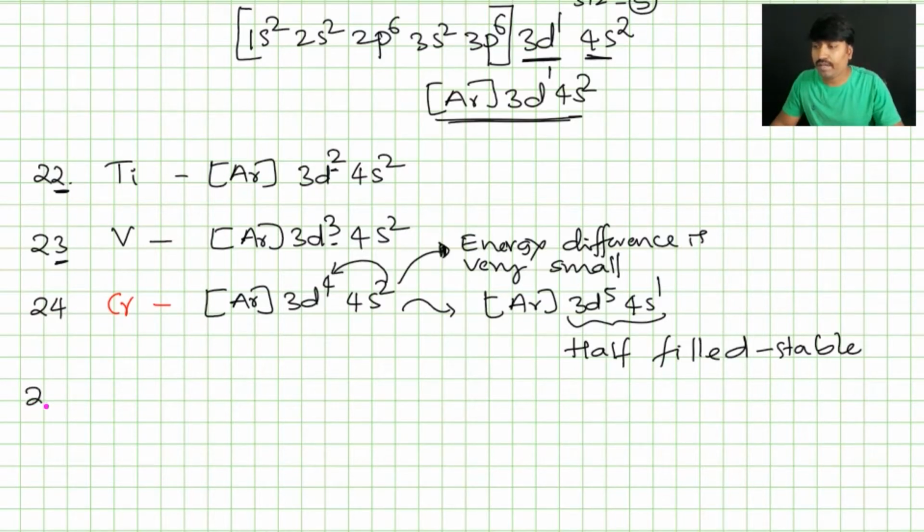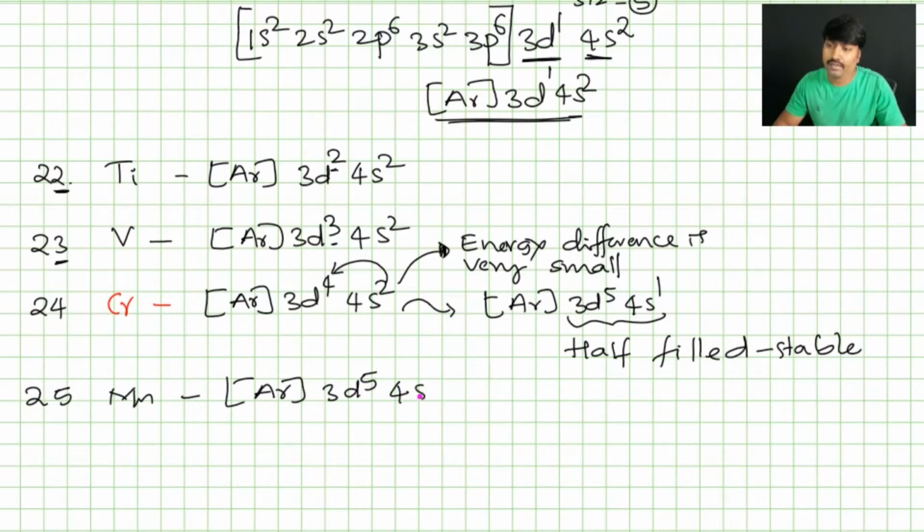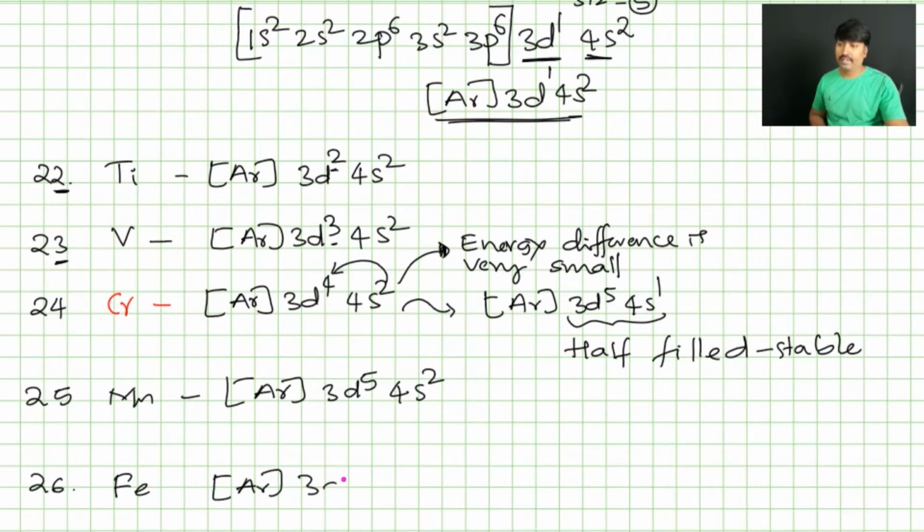Next, go for the 25, it is Mn. So Mn, we can write here argon 3d5 4s2 we're going to write. Okay, now 26 is iron, Fe, that is argon 3d6 4s2 we're going to write. Okay, next part is very simple, we can understand this.